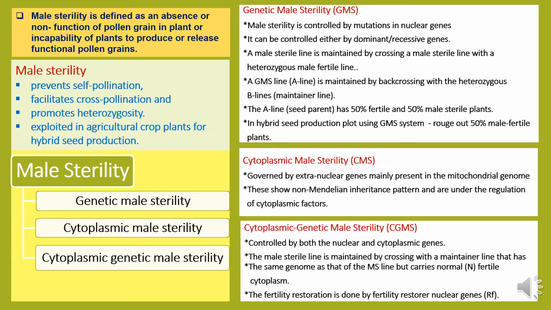Third type of sterility, cytoplasmic genetic male sterility, CGMS lines, which is controlled by both the nuclear and cytoplasmic genes. Here the male sterile line is maintained by crossing with a maintainer line that has the same genome as that of the male sterile line, but carries normal fertile cytoplasm. The fertility restoration is done by the fertility restorer nuclear gene, RF genes.